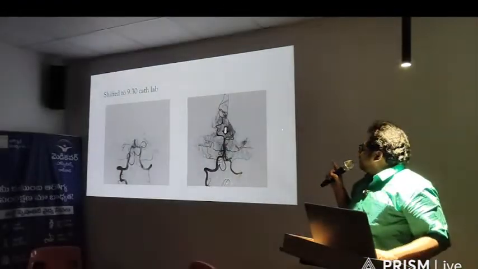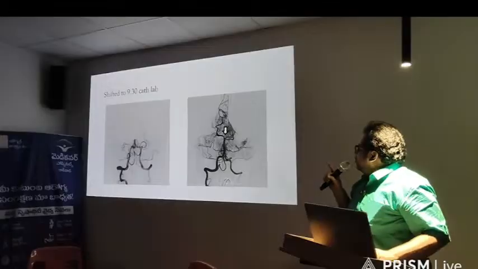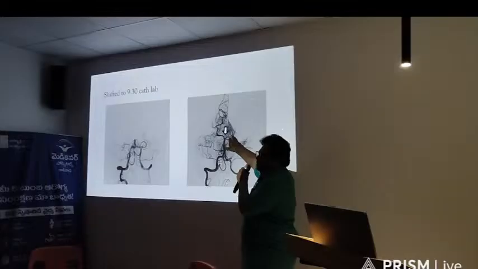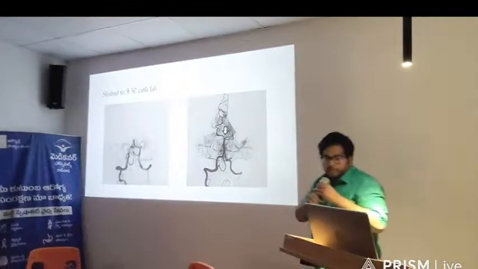We can see the basilar artery, PCA. Only partially we could not recanalize because the clot is also distal, ICAD is there. However, the entire brain is getting perfused.